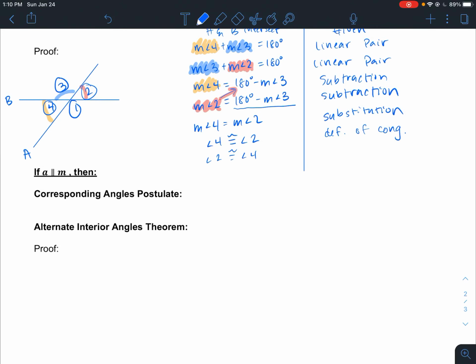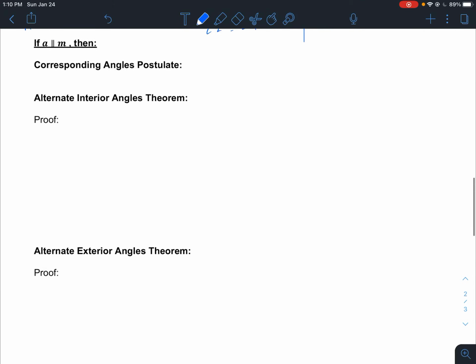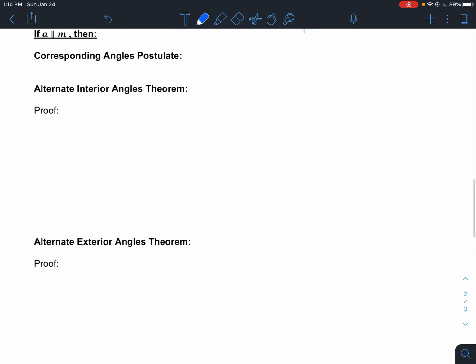Alright, so welcome back. Hopefully you guys watched the vertical angles theorem. Now we're going to talk about the alternate interior angles theorem. And before we get to the alternate interior angles theorem, I'm going to provide you with a postulate. The idea about postulates is that they are truths that we know without proof, pretty much.